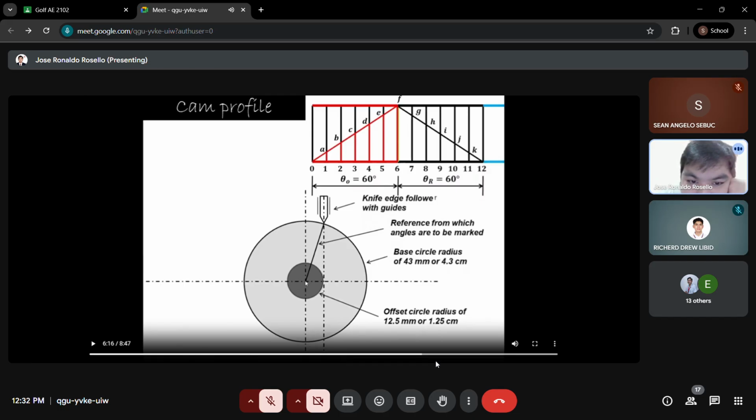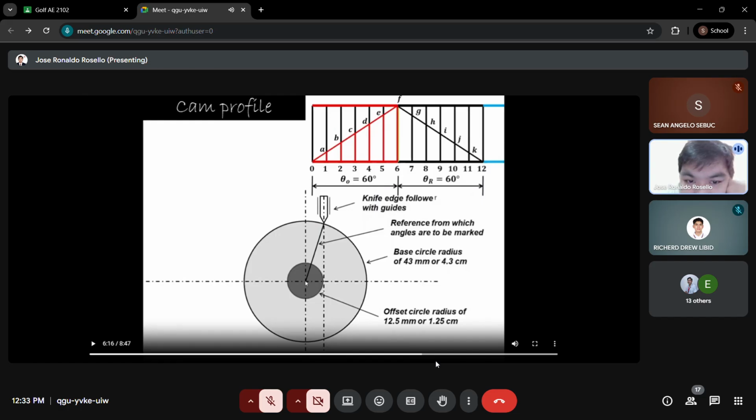Then, from the 12.5, gagawa tayo ng straight line pataas. Itong broken line na to, itong vertical na to. Tapos tatama siya dun sa base circle natin. Yung intersection ng base circle tsaka nitong straight line pataas, gagawa natin itong reference line. Dito na ngayon magsisimula yung ating cam displacement curve.